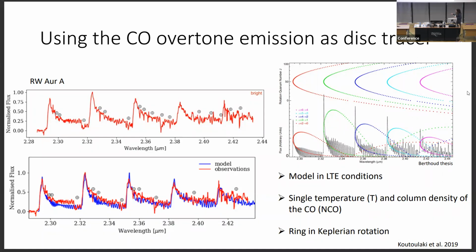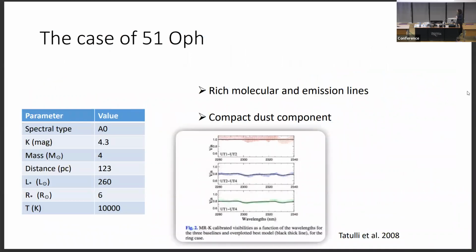Basically, here's just an example of the spectrum on the top of a T-Tauri star, and then underneath is just the model overlapping on the observations. So what we wanted to do is use this modeling and combine it with our interferometric observations to extract more information on the inner properties of the disk.